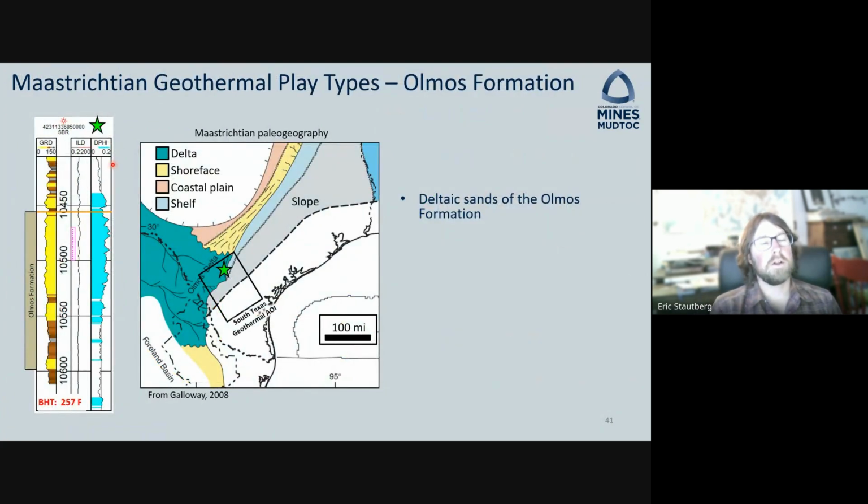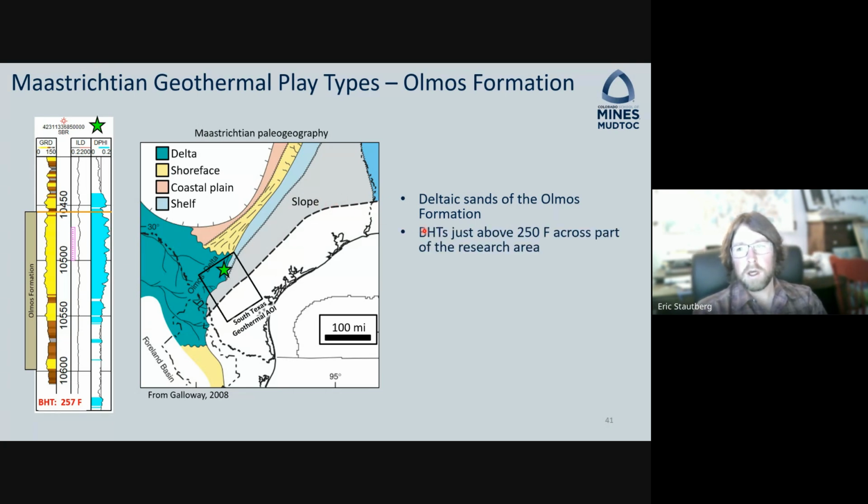Moving up in section, looking at the Maastrichtian geothermal play types, I'm interested in the Olmos formation out here. The Olmos formation is about 100 to 150 feet thick across this part of South Texas. This is a large deltaic system that progrades across the area during the late Cretaceous. We see bottom hole temperatures above 250 degrees Fahrenheit in a lot of these wells along this trend. This particular well has an uncorrected bottom hole temperature of 257 degrees, and that's probably going to go up by a factor of about 20% after correction.